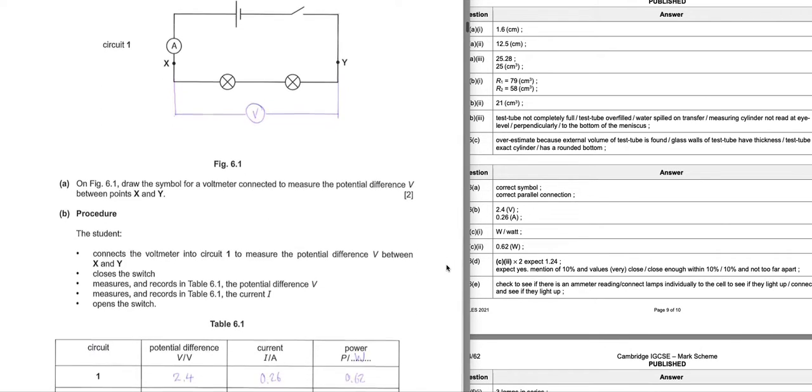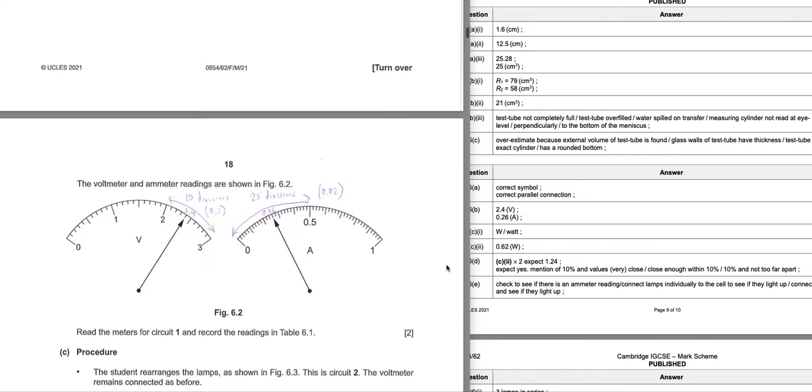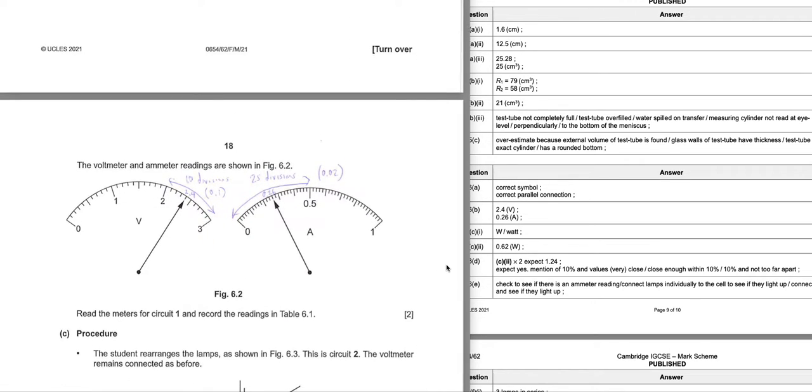We're then asked to measure some stuff, and we're actually going all the way down here to read our meters. Now, these are both analog meters, fairly outdated and something that you may not have encountered in the physics lab. However, you're expected to be able to read them. The way to do this is to look at the divisions. In this case, between 2 and 3, there are 10 divisions. So going 2.1, 2.2, 2.3, 2.4, each one is 0.1, so 2.4 is our voltage.